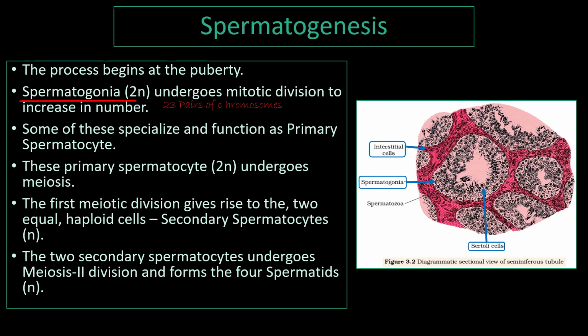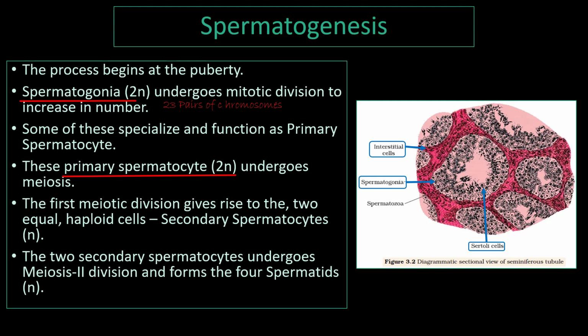So the spermatogonia undergoes mitotic division to simply multiply or increase in number. Remember, some of the spermatogonia specialize and function as primary spermatocytes. The primary spermatocytes undergo meiosis. Remember now that the primary spermatocytes are also diploid. They are also having a 2n condition, 23 pairs of chromosomes, and then they undergo meiosis.